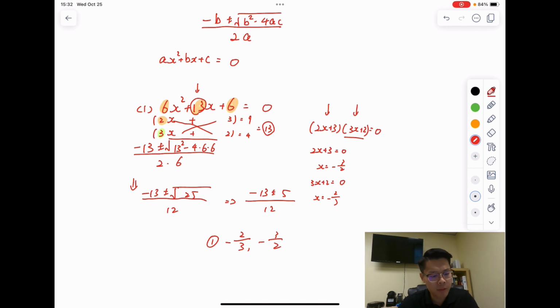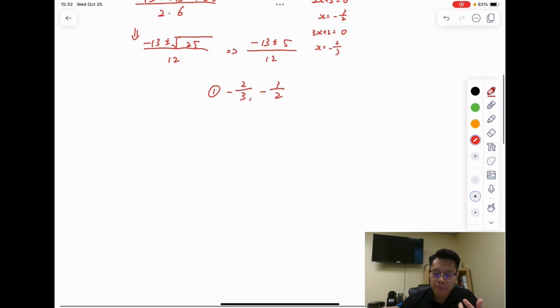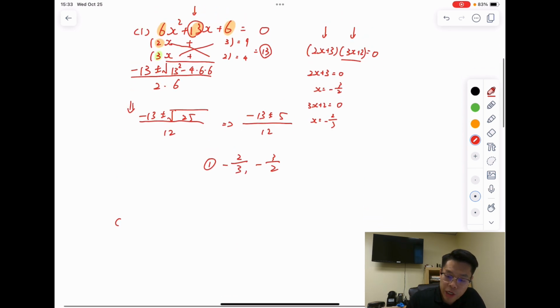Okay, let's move on to another question. Express the following quadratic expression in factored form by using the quadratic formula, as shown in an example. So again, we're going to change this question a little bit.